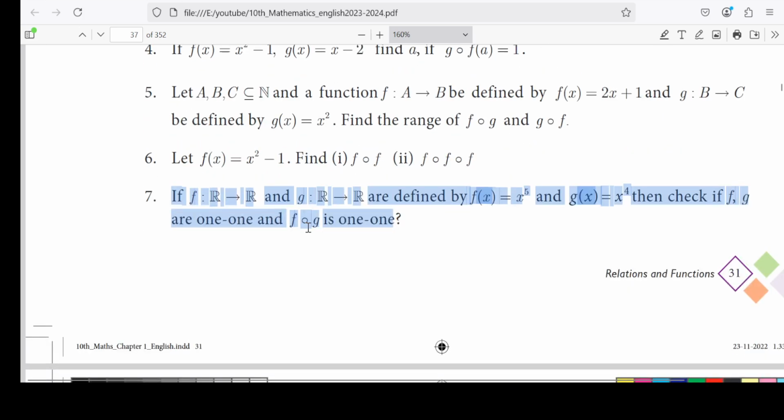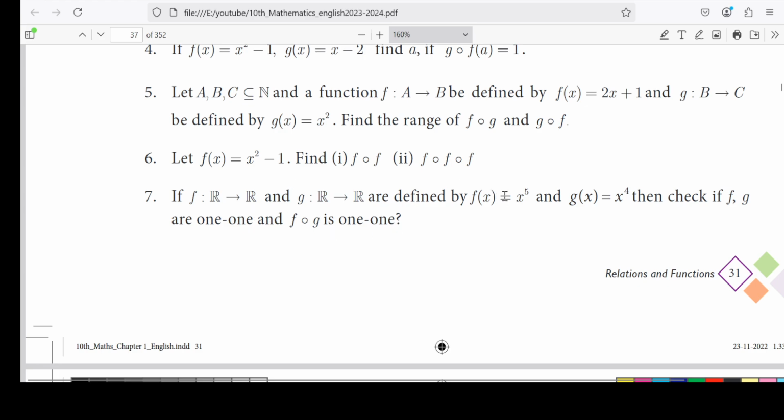Now we can see the question. Here, the seventh one: if f colon R tends to R and g colon R tends to R are defined by f of x equals x power 5 and g of x equals x power 4, then check if f, g are 1 to 1 and f of g is 1 to 1.